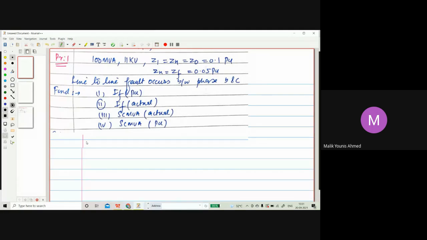Line to line fault. We have one numerical. One is 100 MVA, 11 kV. Z1, Z2, Z0 is 0.1 per unit. Zn is equal to Zf, 0.05. Line to line fault occurs between phase B and C. Find IF in per unit, IF in actual, short circuit MVA, and short circuit MVA in per unit. So let's solve this numerical.